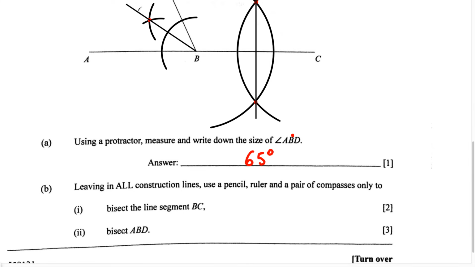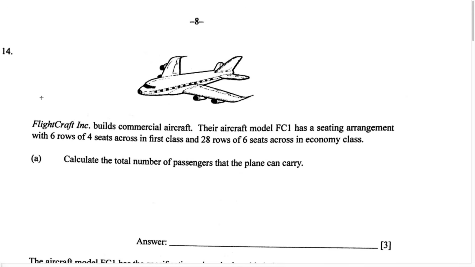Therefore, we have successfully bisected ABD. Okay, let's go on to the next question. So number 14 now says, Flightcraft Incorporated builds commercial aircrafts.